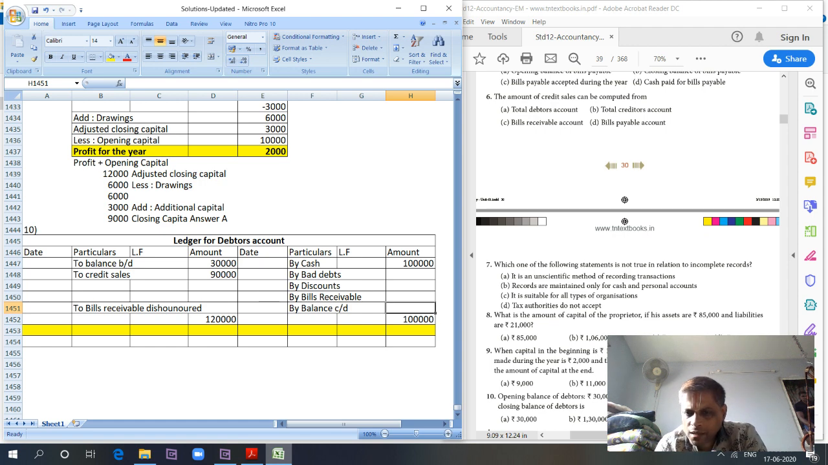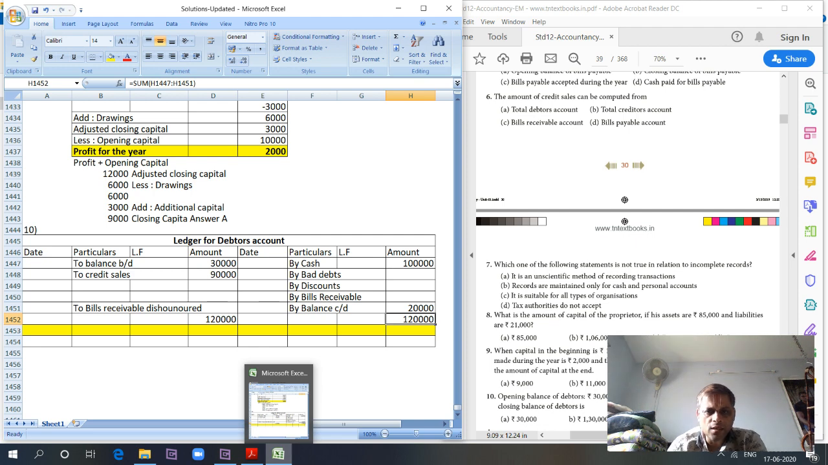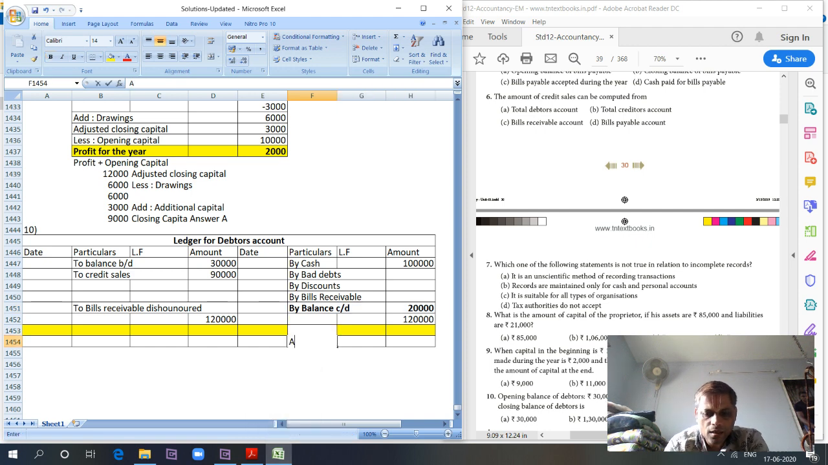Opening debtors, cash received, and the credit sales. Calculate the closing balance of debtors. Closing balance of debtors is equal to 1,20,000 minus 1 lakh. Answer is 20,000. Answer D.